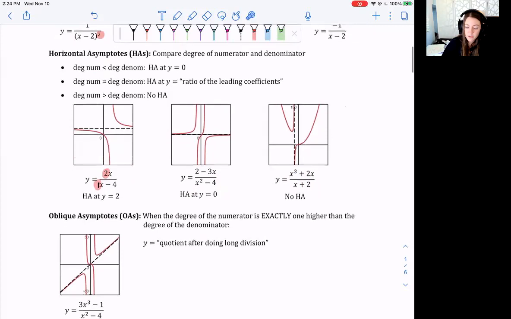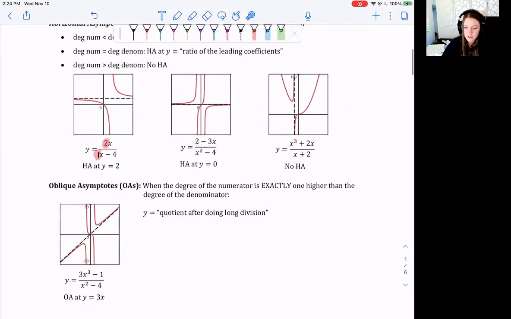And then finally, oblique asymptotes. Those are going to happen when the degree of the numerator is exactly 1 higher than the degree of the denominator, and it's y equals the quotient after doing long division. So here's a picture right here of what an oblique asymptote looks like. And you cannot have an oblique asymptote and a horizontal asymptote. They are not compatible. You cannot have both.